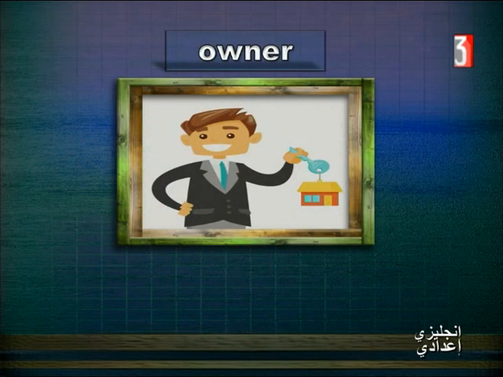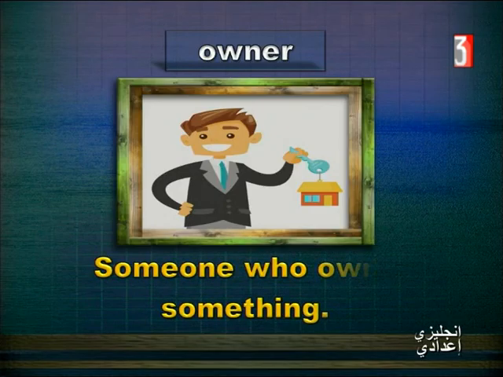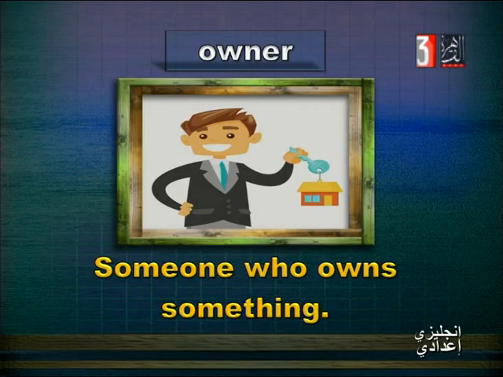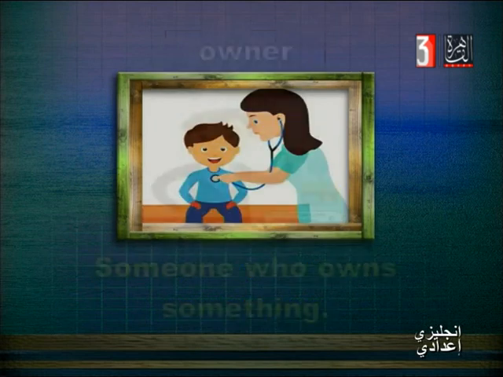We have here the word owner. Owner, مالك أو صاحب الشيء. It comes from the verb own. So we add the suffix er in order to get this word. Someone who owns something is an owner.